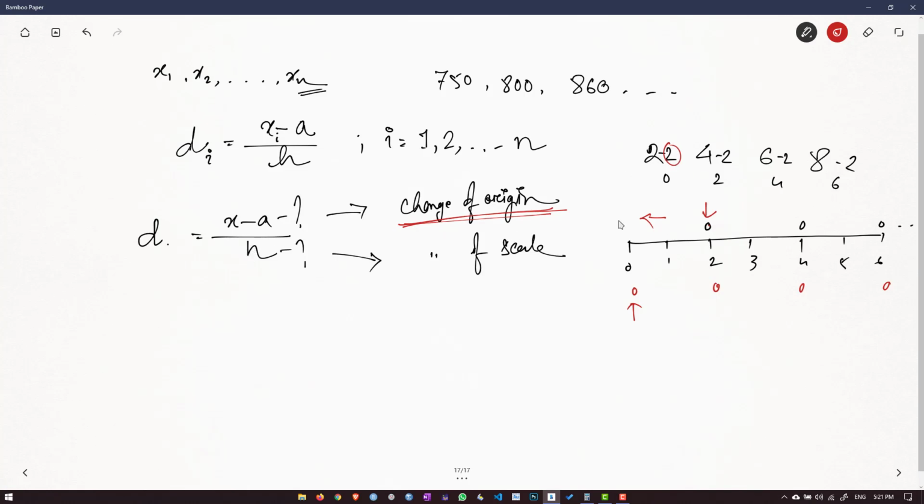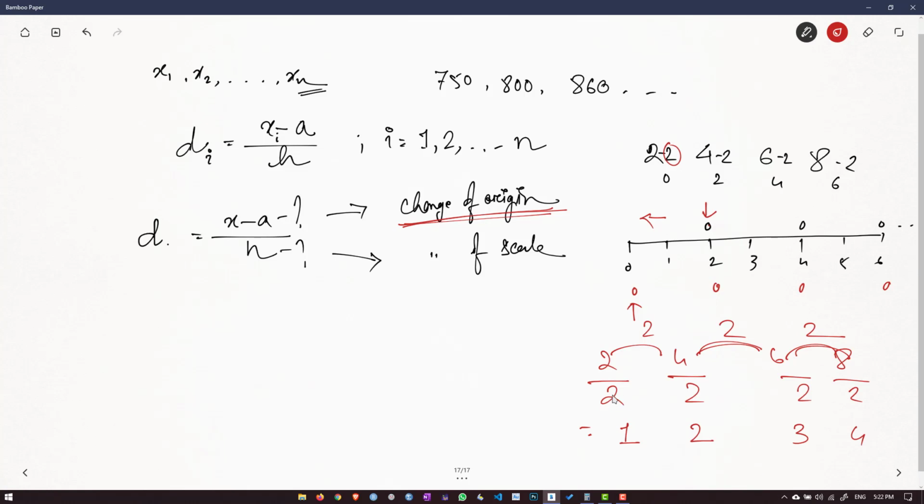And if the original data set were 2, 4, 6 and 8, and now I divide all of them by 2, the new data set will be 1, 2, 3 and 4, right? The original data set has a gap of 2. From 2 to 4, the gap was 2. From 4 to 6, the gap was 2. From 6 to 8, the gap was 2.